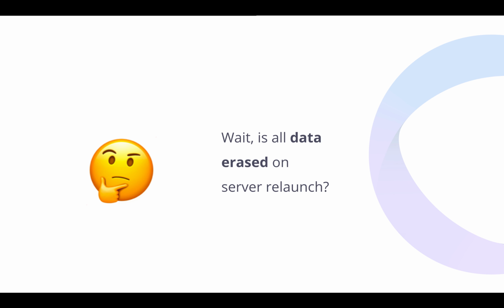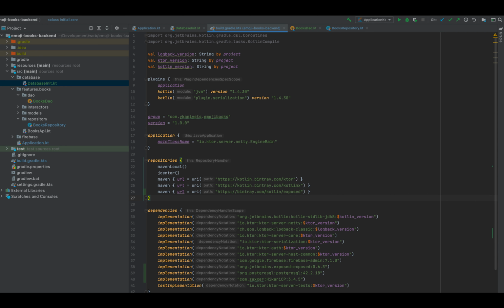Wait, is all data erased on server relaunch? Yes, it is, because our books are right now stored in operational memory, and on every relaunch, it's obviously erased. That's not what users would expect from an application with a backend. They need to be persisted between launches, and for this we will be using a database.